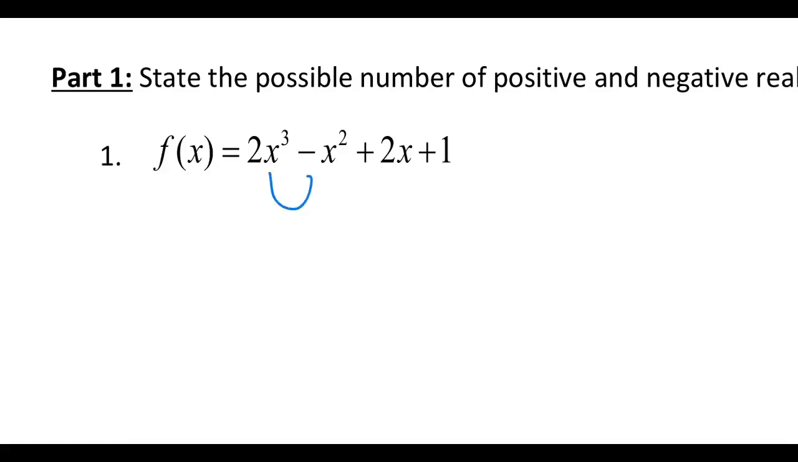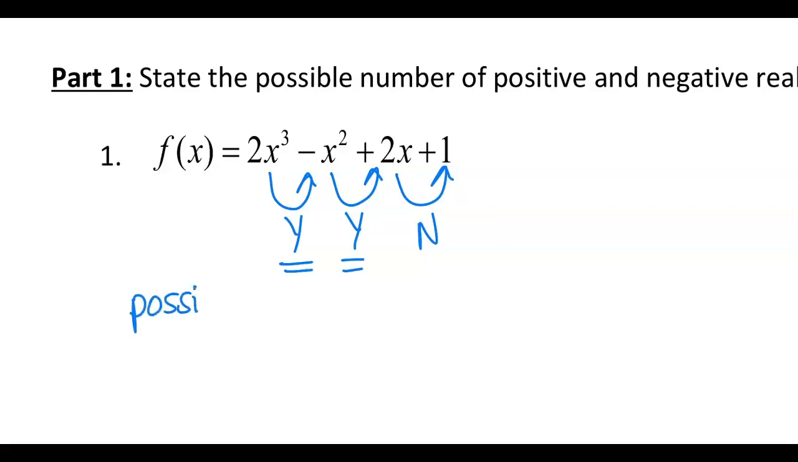So I need to see for f of x, from here to here, here to here, and here to here, is there a sign change? So from x cubed to x squared, yes, there is a sign change. So I'm going to put a y below that. From negative x squared to 2x, again, that is another sign change. And from 2x to 1, well, actually, this one is not a sign change, so no. How many times did the signs change here? Twice. So for my possible positive zeros, so far, there's 2.